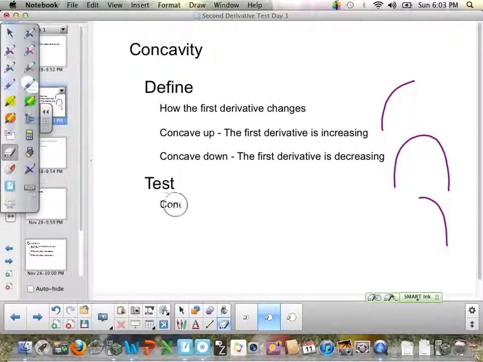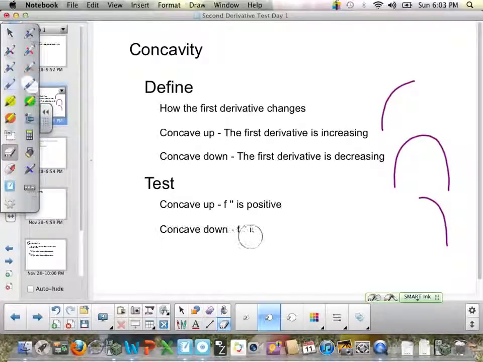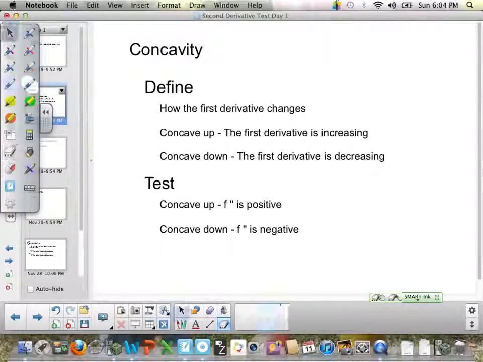And the test for concavity, what we look for is the sign of the second derivative. For concave up, the second derivative is positive. For concave down, the second derivative is negative. So the method for finding concave up and concave down is very much the same as for finding increasing and decreasing, in that we'll have to find critical numbers. This time, instead of your critical numbers being where the first derivative is equal to 0, they'll be where the second derivative is equal to 0.